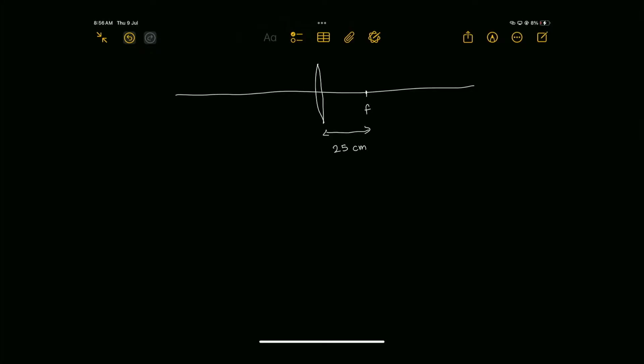It said to draw the position of the object. So the object was situated 2 meters away from the lens. So now we write this to be 2 meters.